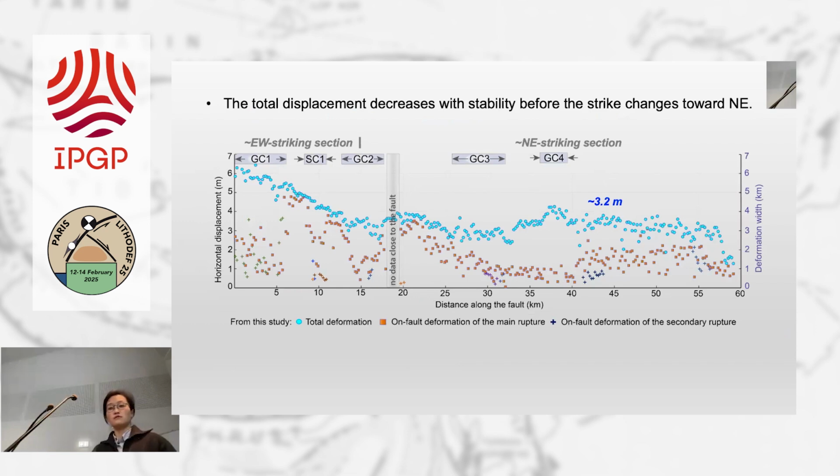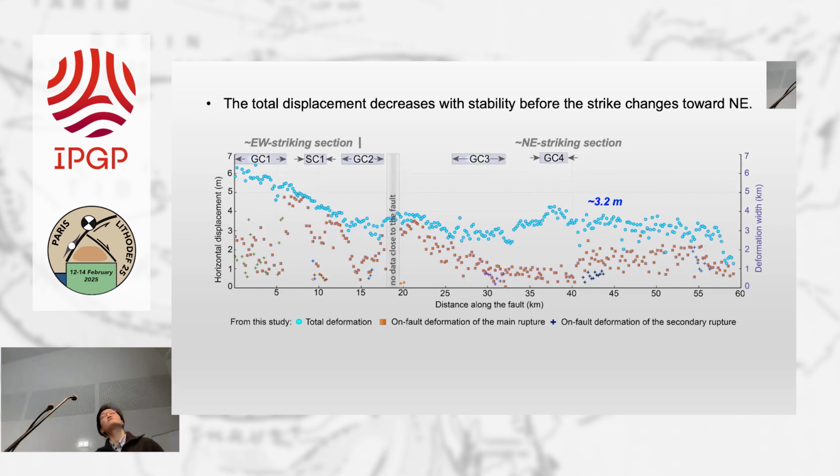This figure shows our displacement measurements along the fault. These blue circles are our total displacement, and these red squares and crosses are our on-fault displacement.